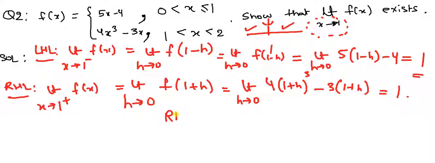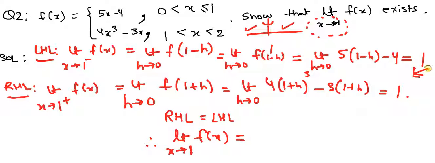Since the right hand limit equals the left hand limit, we can say that the limit exactly at 1, not beyond 1 and not less than 1, for the function f of x is coming out to be this value only. So it exists in this question. See my another example.